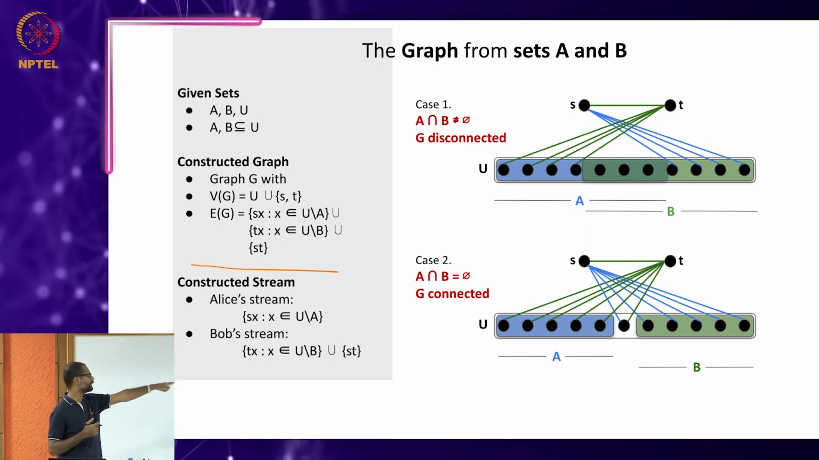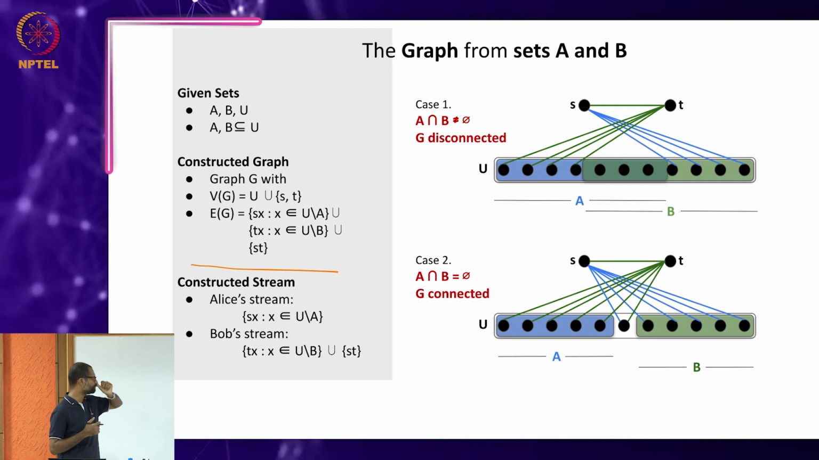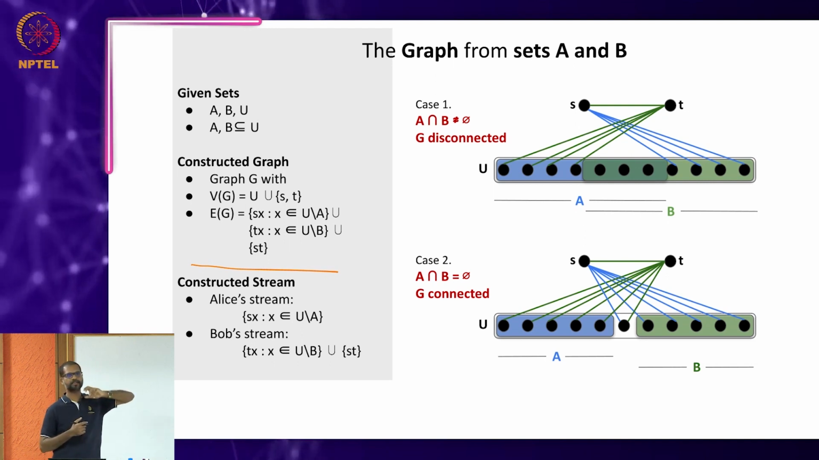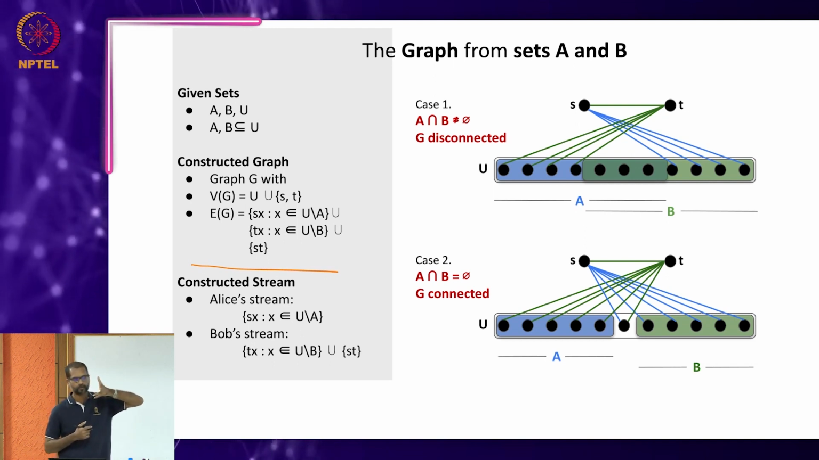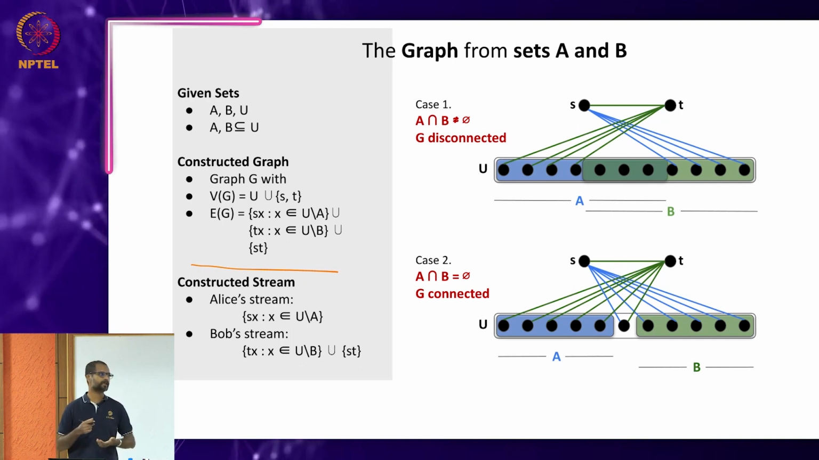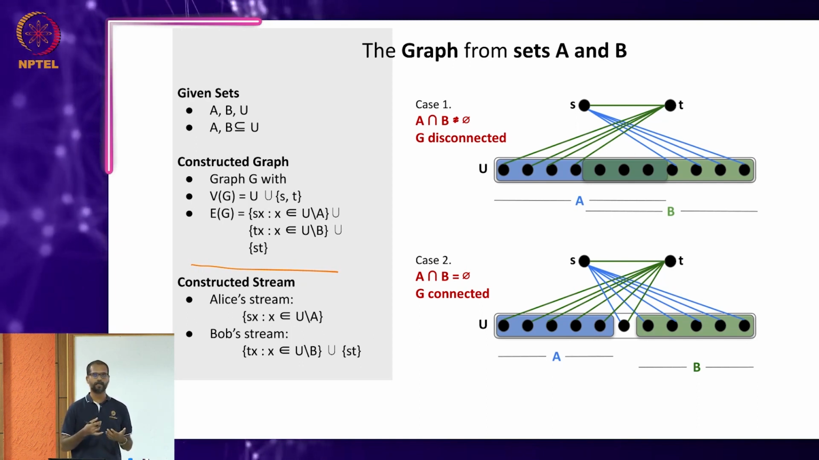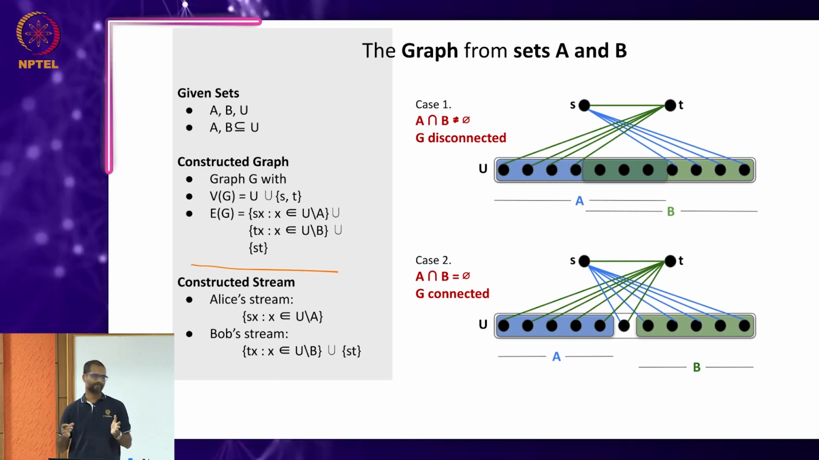S to everything not in A, T to everything not in B, and ST. This is the graph, and what you should remember about this graph is whether it is connected or not will depend on whether A and B are disjoint or not. Okay, maybe the other way, I don't care.